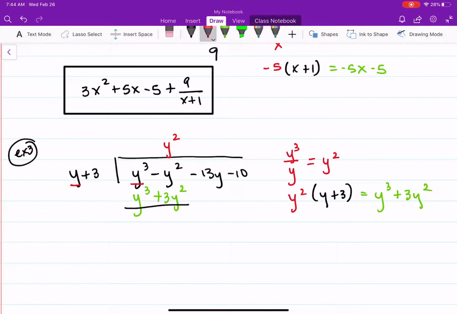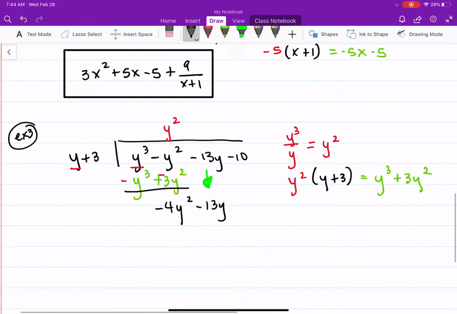Then we subtract, so flip the signs and add, and the y cubed minus y cubed goes away. I'm left with a negative 4y squared. Then I'm going to bring the next term down, and that's going to give me a negative 13y.